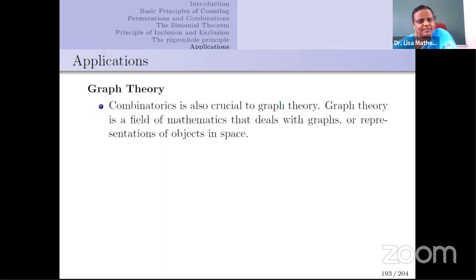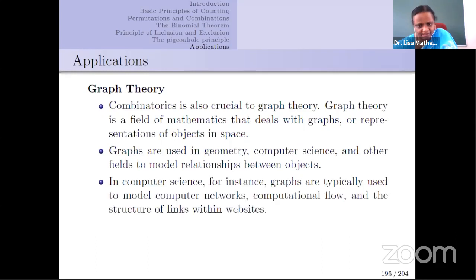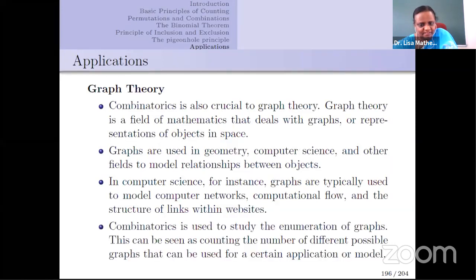Now, graph theory is one of the topics of this faculty development program, and I'm sure most of our other resource persons are going to talk a lot about it. I'm not going to say much, except that I just want to emphasize the importance of graph theory and its relationship with combinatorics. Combinatorics is crucial to graph theory. Graph theory deals with graphs or representations of objects in space. Graphs are used in geometry, computer science, and other fields to model the relationship between objects. In computer science, for instance, graphs are typically used to model computer networks, computational flow, and the structure of links within websites.